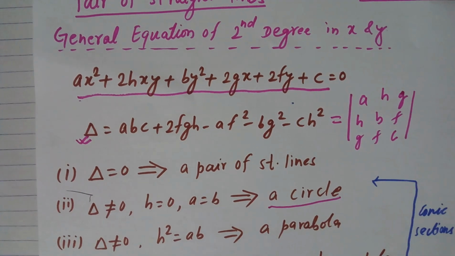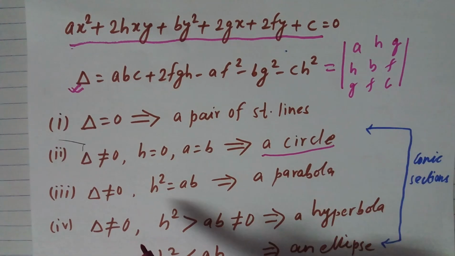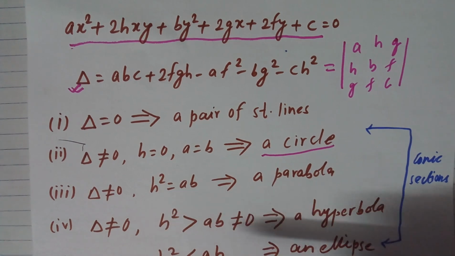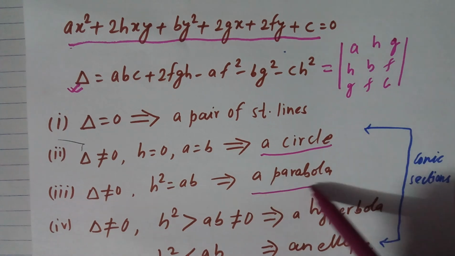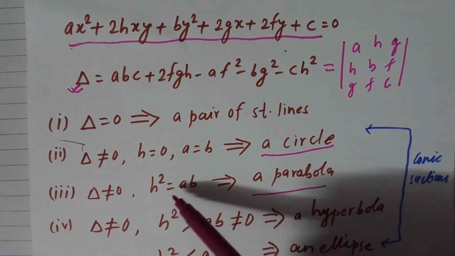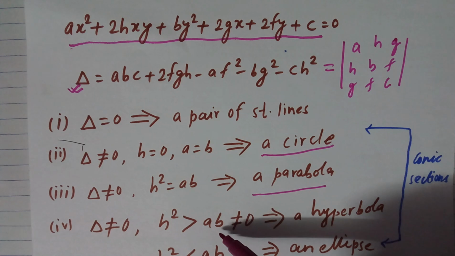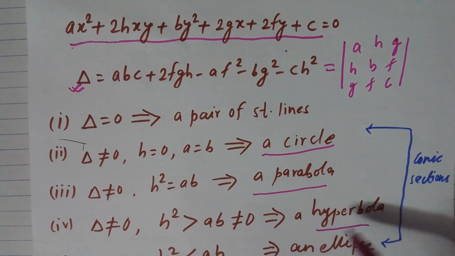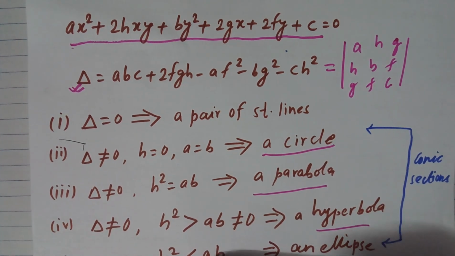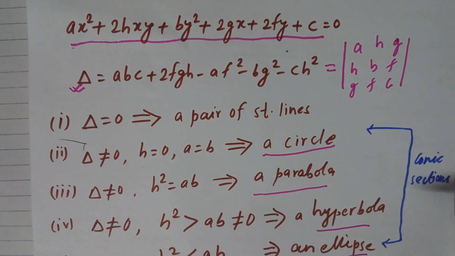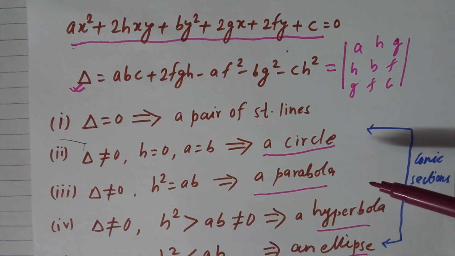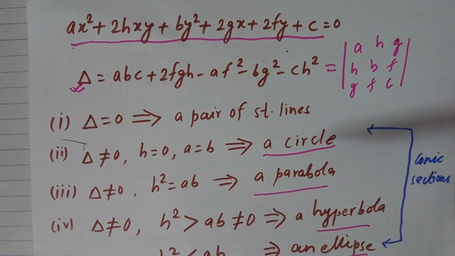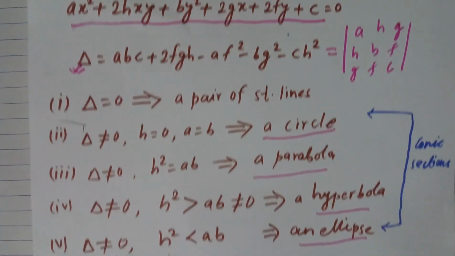Okay, next, if delta is not equal to 0 and we have h square equals to ab, this will represent a parabola. Similarly, if h square is greater than ab, we have a hyperbola, and if it is less than ab, then we have an ellipse. These figures are conic sections because they can be obtained if we cut a cone with a plane. I shall discuss that in the upcoming videos.